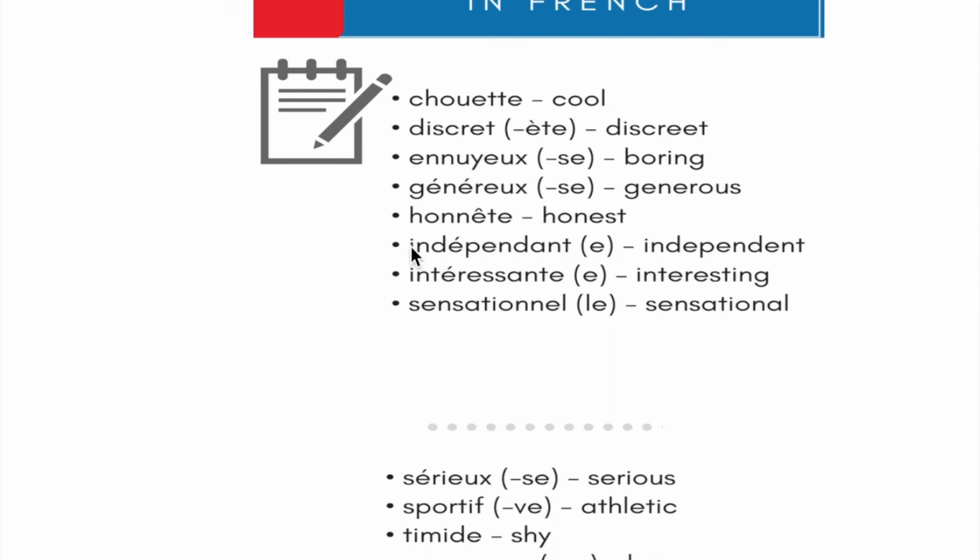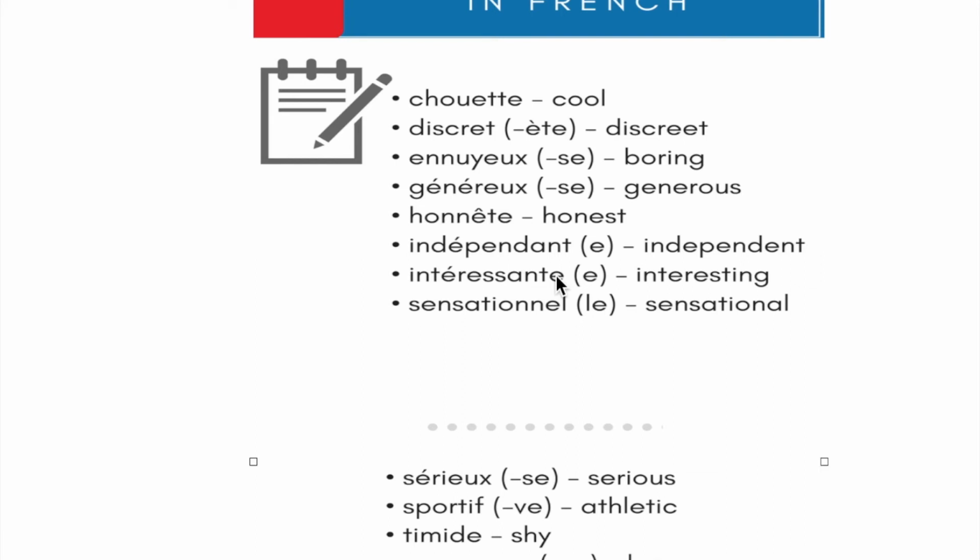Indépendant, indépendant. That's the masculine form, and it means independent. The feminine form of indépendant is indépendante, indépendante. So you add the E and you read it. It's not silent.